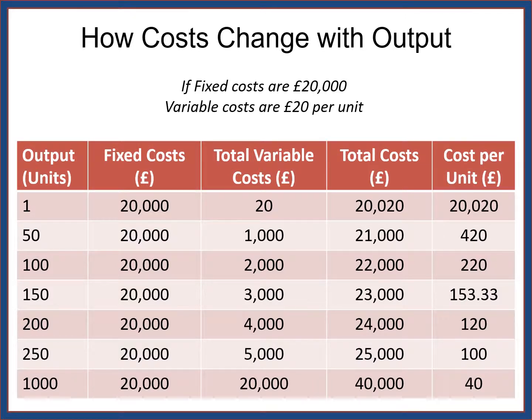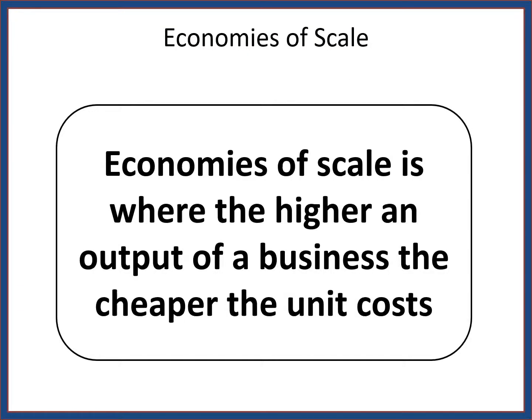So this is where we get what we call economies of scale. The more that you produce, then the cheaper the cost per unit. So economies of scale is basically where the higher the output of a business, the cheaper the unit costs, like I just said.